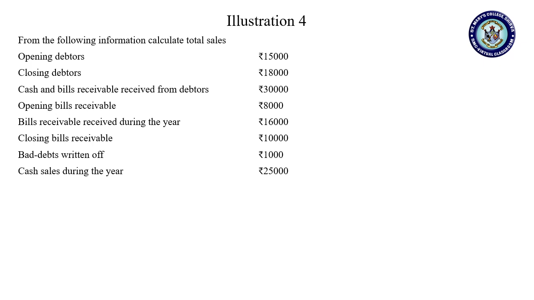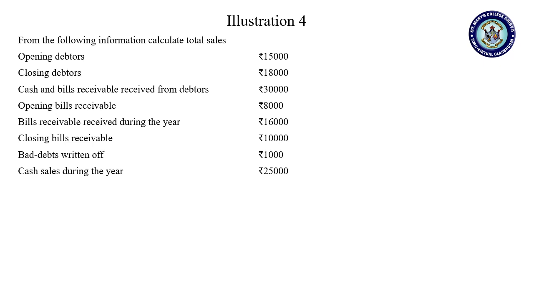Okay, now what is the first thing? That is opening debtor. Opening debtor, which side balance it is, debit or credit? Debtor is an asset, so it is a debit balance. Closing debtors, so it's a credit balance.